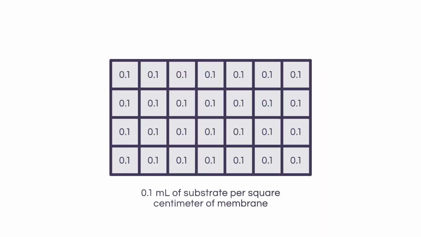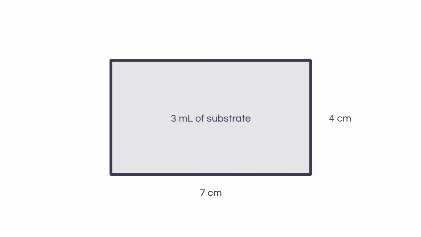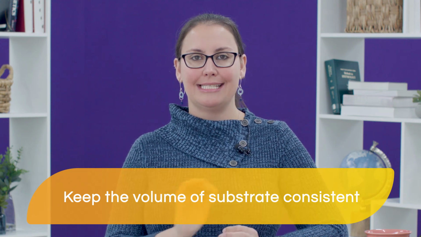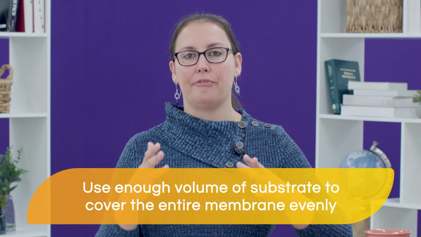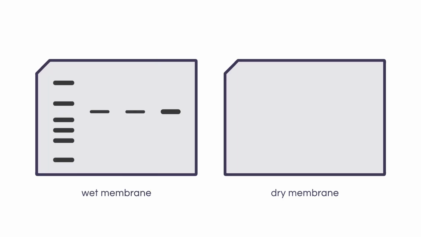Check the data sheet of your particular substrate, but you will see that the majority of them recommend using 0.1 milliliters of substrate for every square centimeter of membrane. That roughly translates into 3 milliliters of substrate for a 4 by 7 centimeter membrane. Once you have determined how much substrate you should be using on your membranes, make sure you keep that volume of substrate consistent throughout all of your experiments, since changing that volume will really affect data reproducibility and accuracy. You also want to make sure that you have enough volume to cover the entire membrane evenly every single time. That's going to help ensure that all areas of the membrane have access to the same amount of substrate to keep that reaction going throughout the entire imaging session.